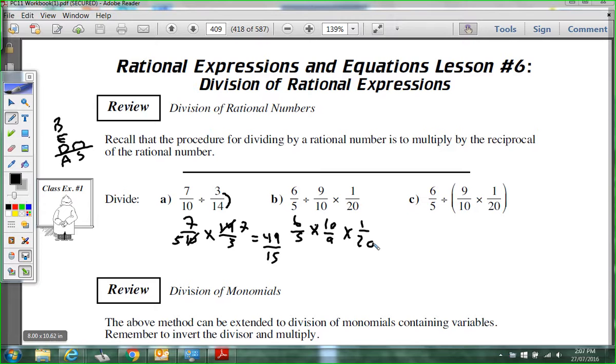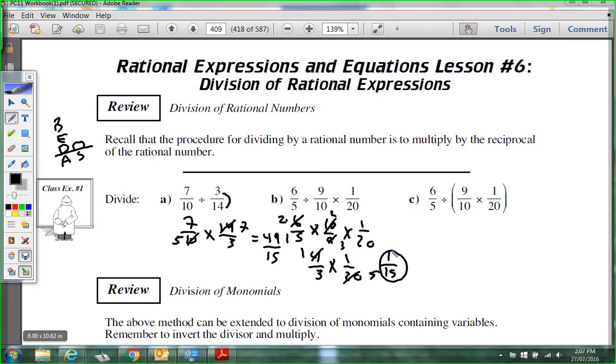We can go 6 over 9. So a 3 goes into 6 twice and into 9 three times. 10 over 5, that's 2 and a 1. So then we got 2 times 2 is 4 over 3, and then we times that by 1 20th. 4 goes into 4 once, 4 goes into 20 five times, so I get 1 over 15 would be your simplest answer there, using the cross-cancel way.